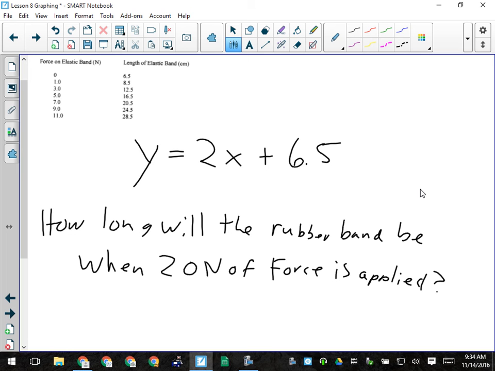I'm looking for the length of the rubber band, which is a y value or an x value? It's a y value. Length is on the y-axis, so I'm solving for y. What's x going to be? 20 newtons, because on the x-axis is where force is. I was given an x value and asked to solve for its corresponding y value.